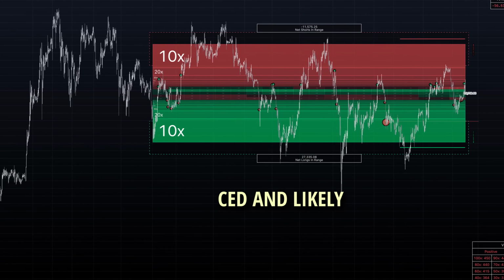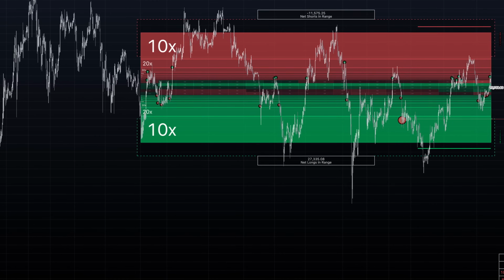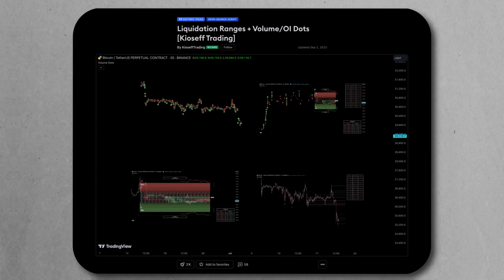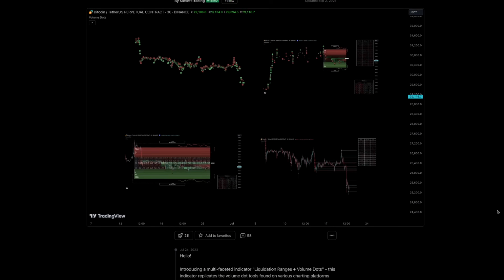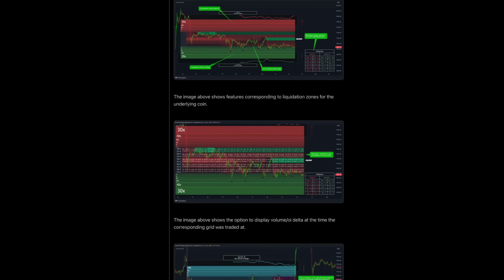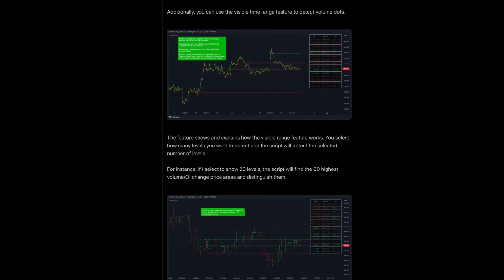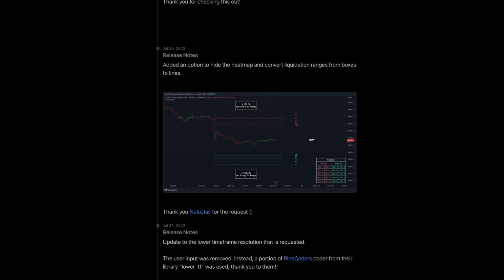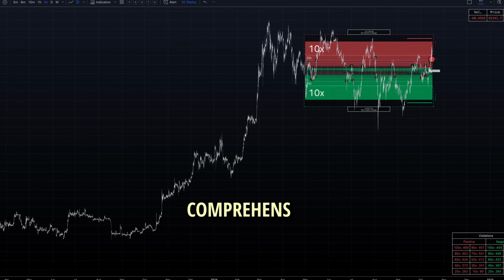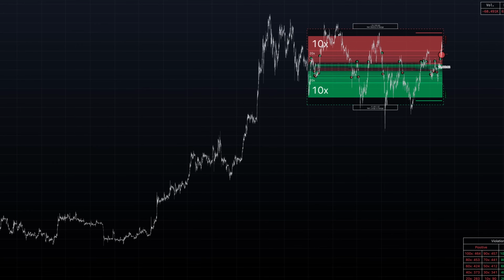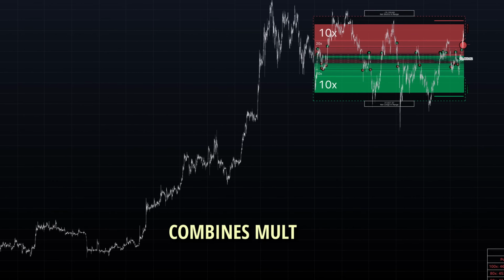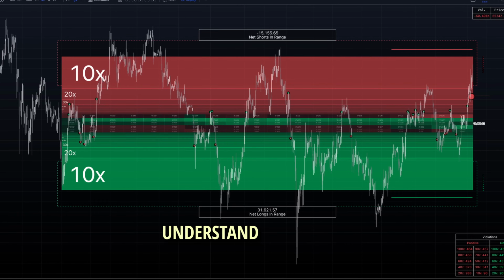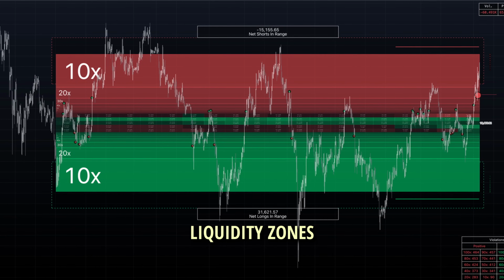The most advanced and likely newest tool on today's list is the Liquidation Ranges plus Volume OI Dots by Kiosef Trading. This indicator is so feature-rich and complex that it truly deserves a dedicated video, but I'll give you a brief overview to provide an idea of what it's all about. This is a comprehensive trading indicator designed for crypto assets that provides deep insights into market dynamics. It combines multiple analytical features to help understand potential price movements and liquidity zones.